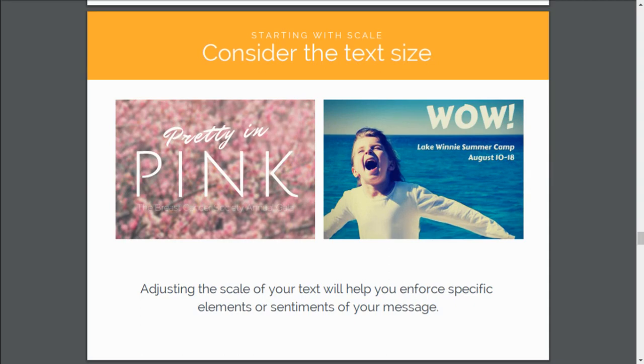Leveraging scale in your text sizes can be an effective way of enforcing specific sentiment in your message. In the first example, pink is the largest element on the page, referencing the pink ribbon, which is the international symbol of breast cancer awareness. In the second example, the enthusiasm of the child is highlighted by increasing the size of the word wow in the image, which is advertising a children's summer camp.